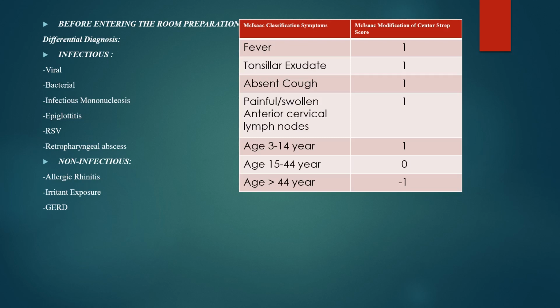So, in the topic of sore throat, you will be tested most importantly on streptococcal pharyngitis. You should remember this box by heart, and you have to write down this box before you enter the room.